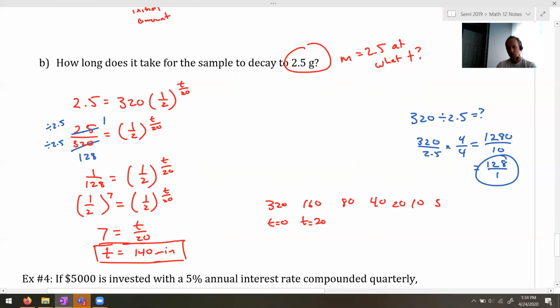Like, it's not like common sense stops working. So that would be 40 minutes, 60 minutes, 80 minutes, 100 minutes, 120, this would be 140. You can totally work it out. But the process I just showed you can be a lot more useful when you're actually trying to solve things that are much harder to list out, or we're looking for more specific values.